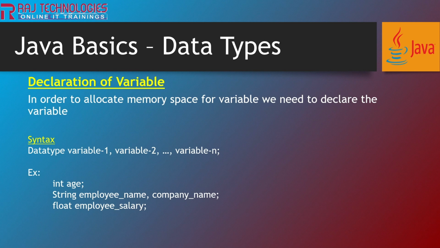And every statement in Java should end with a semicolon. For example, we are saying int age. Age is a variable of what type? Integer. String employee name, company name. Employee name, company name is of what type? String type. Employee salary is of what type? Float type. So we have to mention the data type and the variable list separated by commas. Then only it is going to allocate memory space for the variable. Without declaring the variable, we cannot use that variable in our program. So before using a variable in the program, we need to declare the variable.